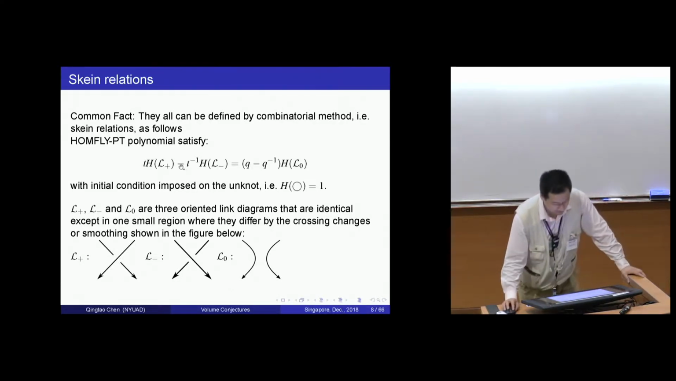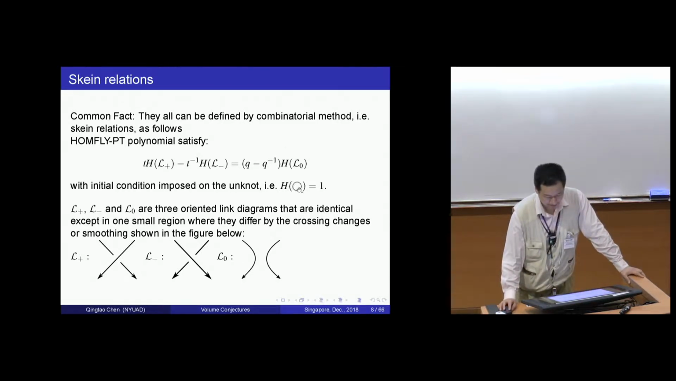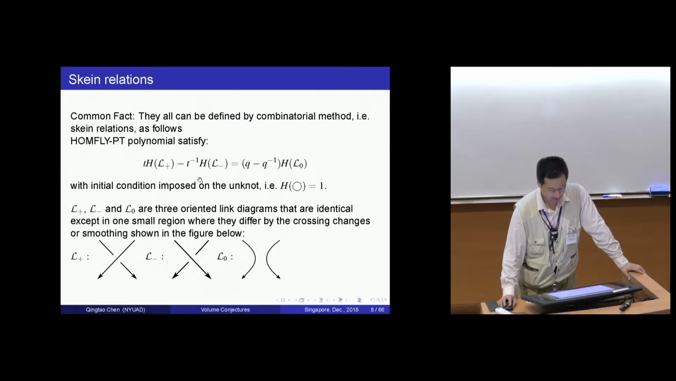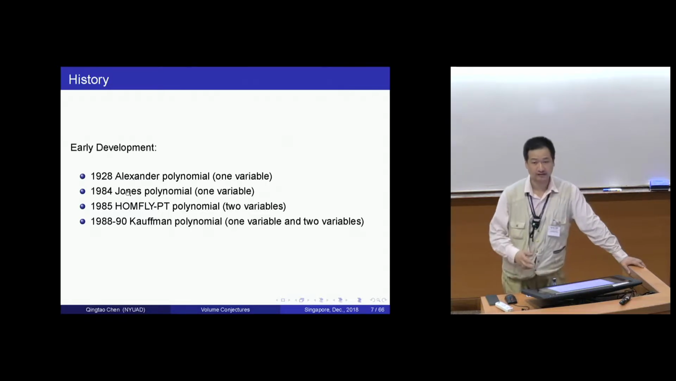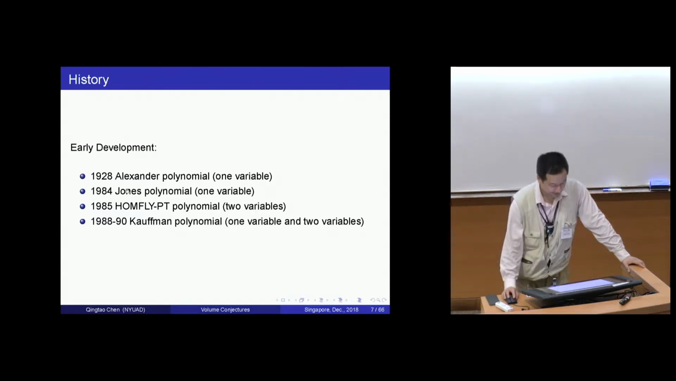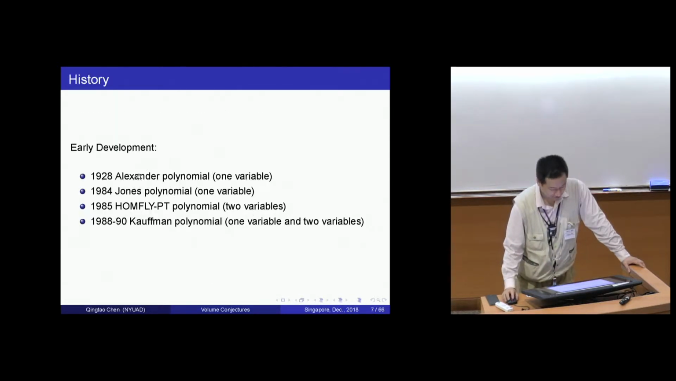This is the skein relation for the HOMFLY-PT polynomial, and the initial condition is 1. Actually, the Alexander polynomial and the Jones polynomial were defined by other methods, but the generalization is the HOMFLY-PT polynomial. In the HOMFLY-PT polynomial, if you take t equals q squared, you get the Jones polynomial. If you take t equals 1, that means q to the 0, you get the Alexander polynomial.